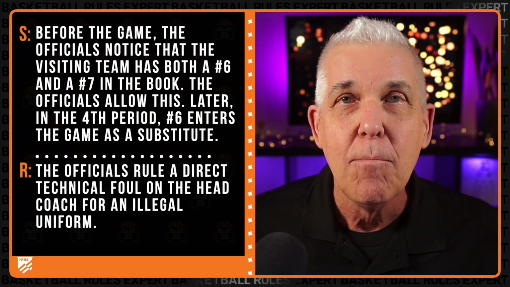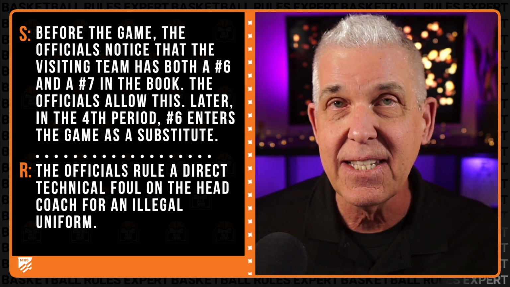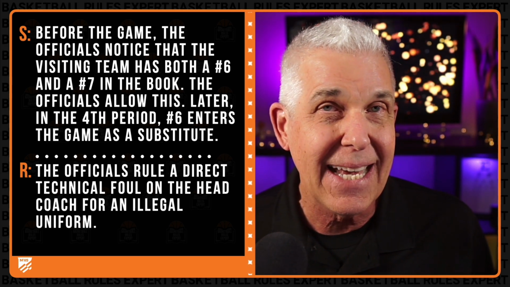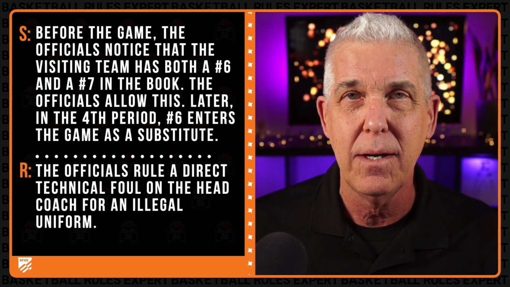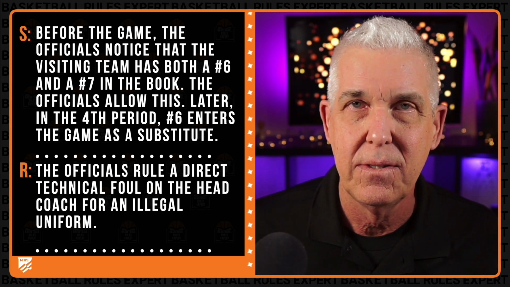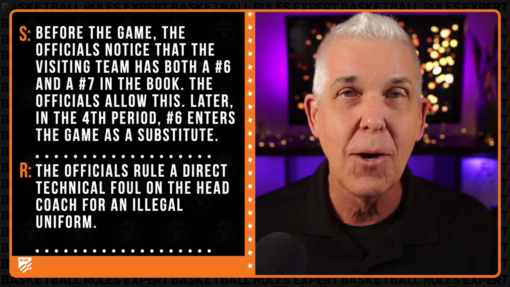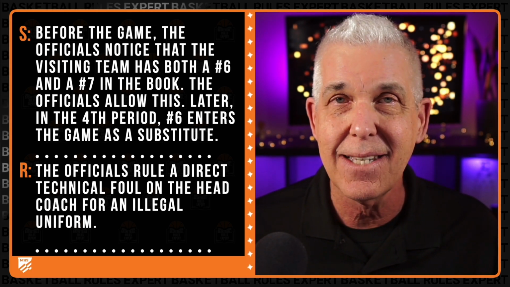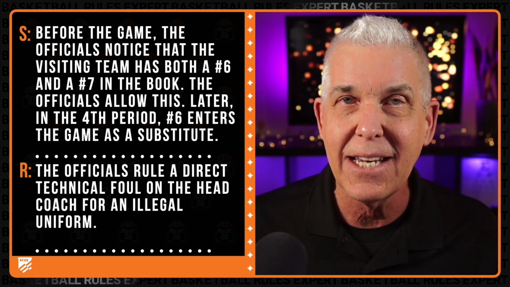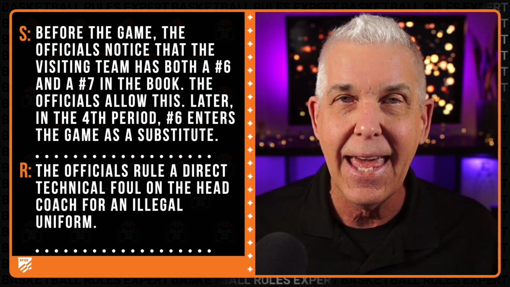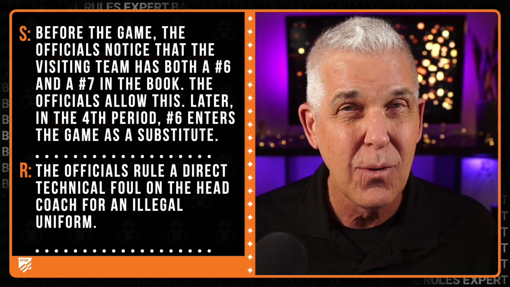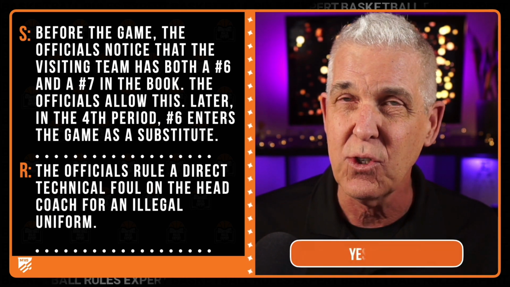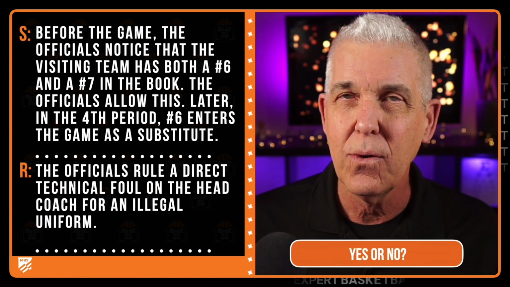All right, let's look at our very next play scenario. Before the game, the officials notice that the visiting team has both a number 6 and a number 7 in the book. The officials allow this. Later, in the fourth period, number 6 enters the game as a substitute. The officials rule a direct technical foul on the head coach for an illegal uniform. Were the officials correct? Yes or no?